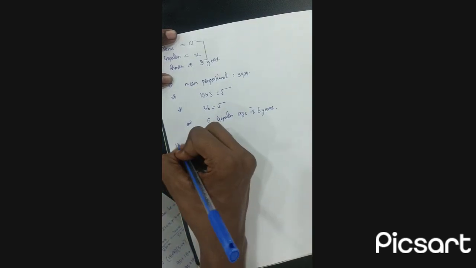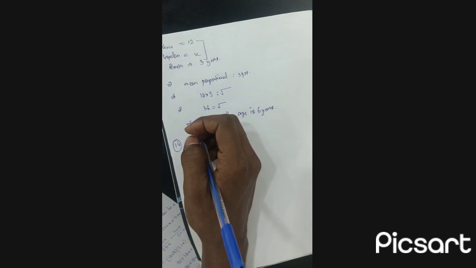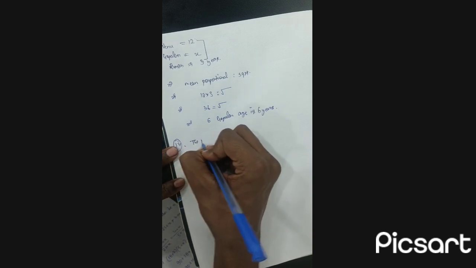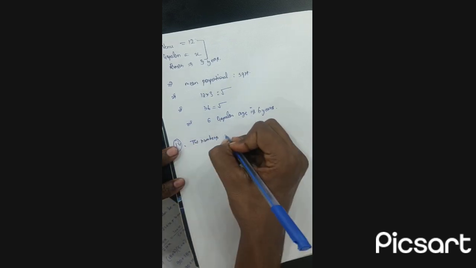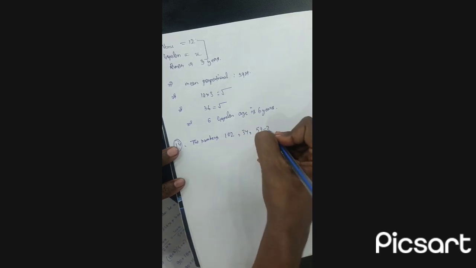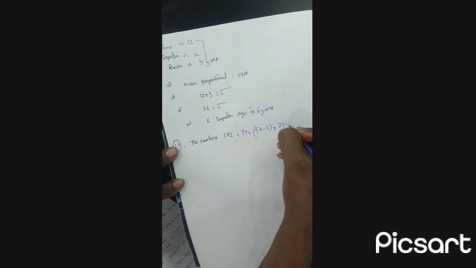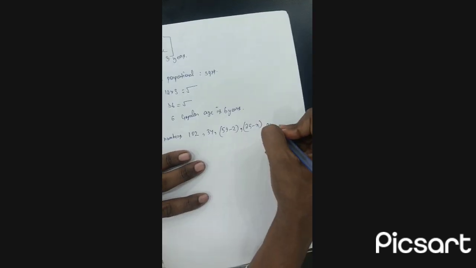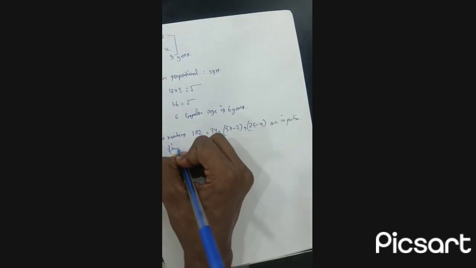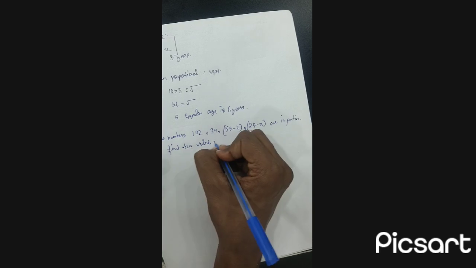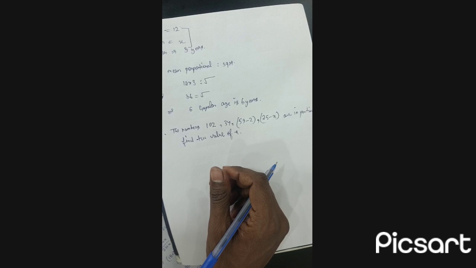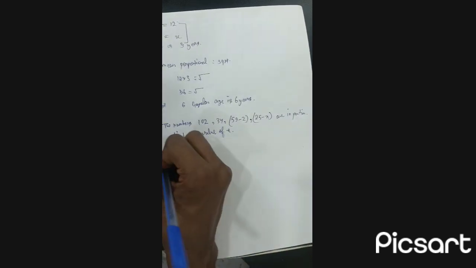Okay, this is your question 13, and now we come to question number 14. Question number 14 is also very easy, not that difficult. It says the numbers 102, 34, 59 minus x, 25 minus x are in proportion. We have to find the value of x. It is already told that they are in proportion.